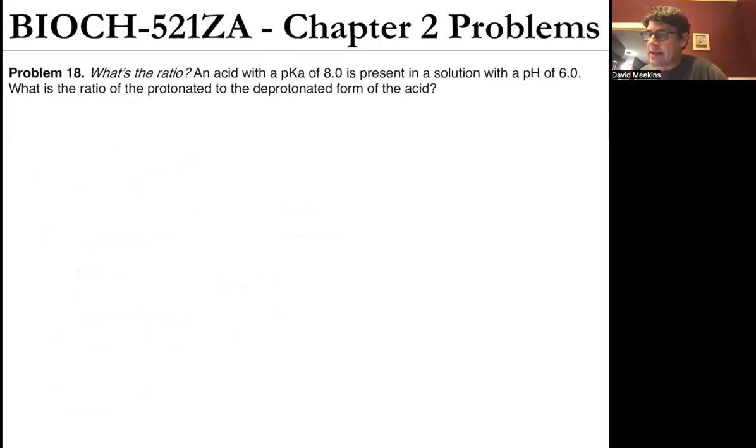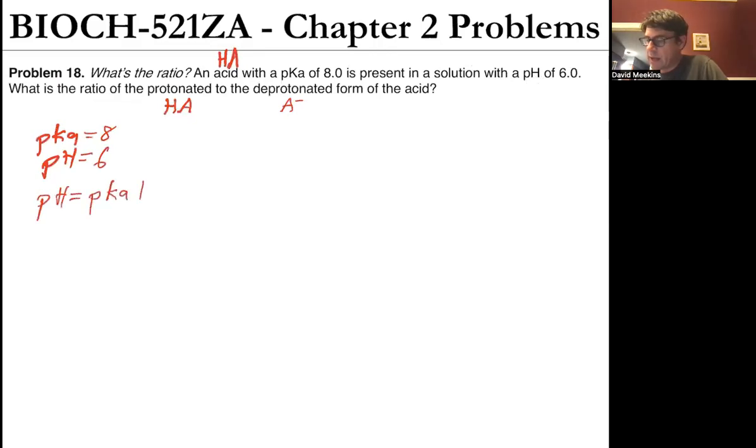Okay, so problem number 18 was the next one that was an issue. So what's the ratio? An acid with, and just get used to writing that, an acid with a pKa of 8.0 is present in a solution with a pH of 6. What is the ratio of the protonated HA to the deprotonated form of the acid? What information do we know? We know the pKa equals 8 and the pH equals 6. So we can plug this into the Henderson-Hasselbalch equation.